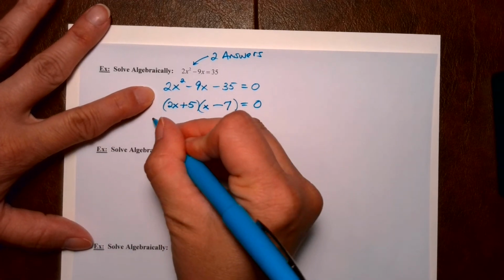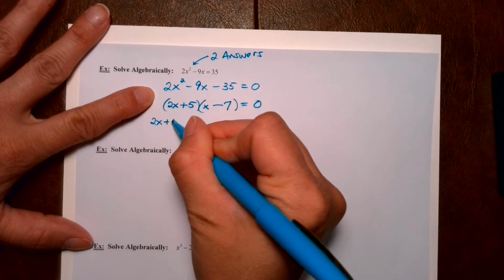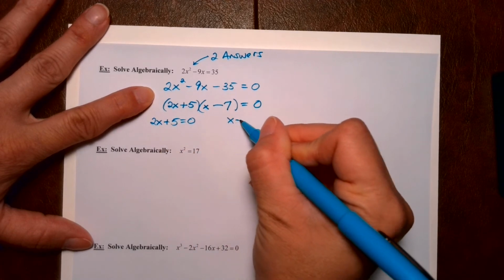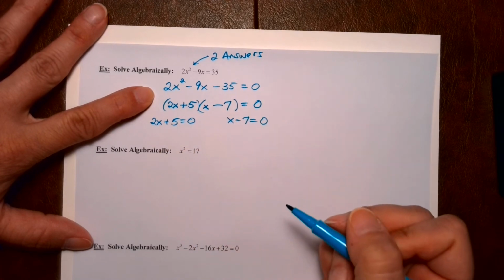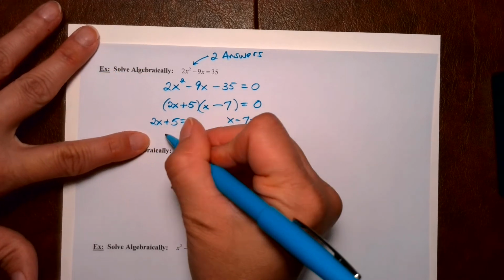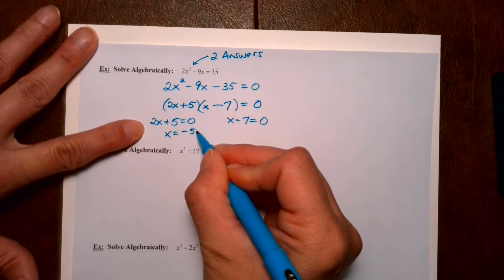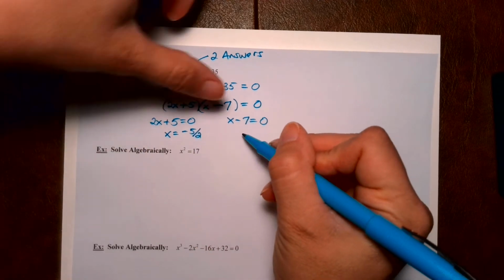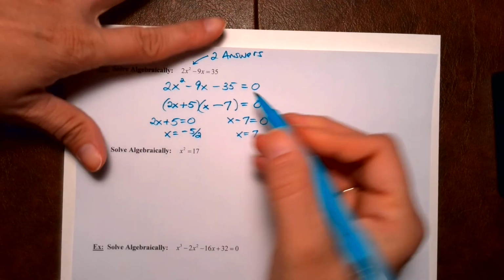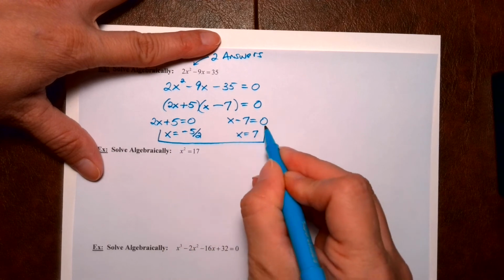Step 3 is to set each factor equal to 0. Each factor could possibly equal 0, and then we solve them. So right here, I've got a negative 5, and then divided by 2. And over here, we have a 7. And those are our two solutions.